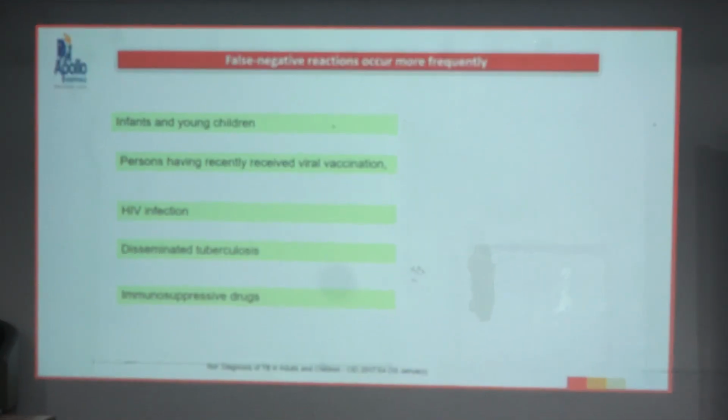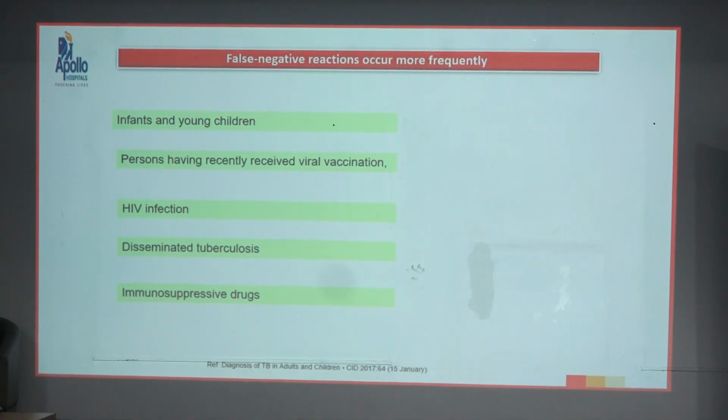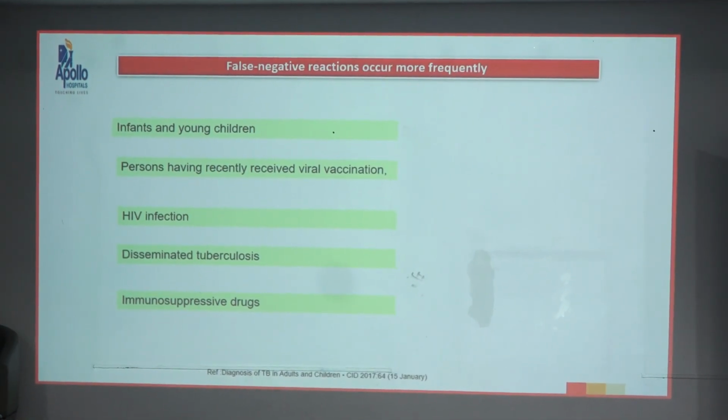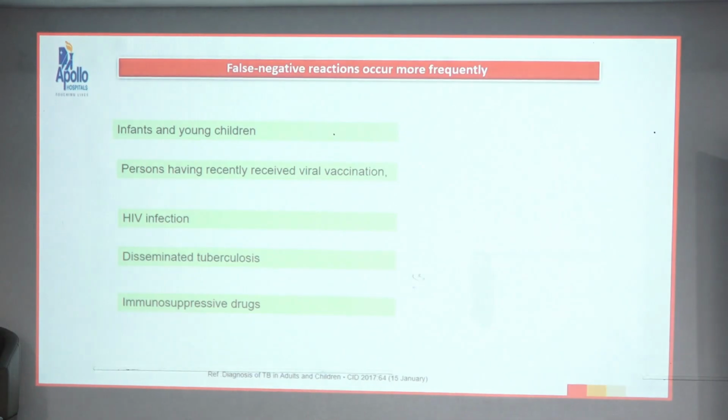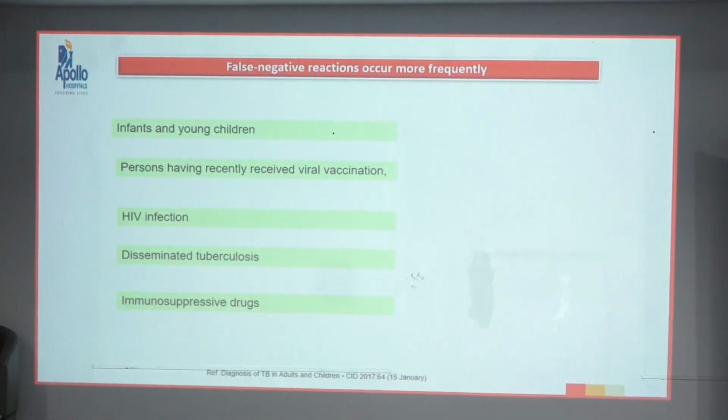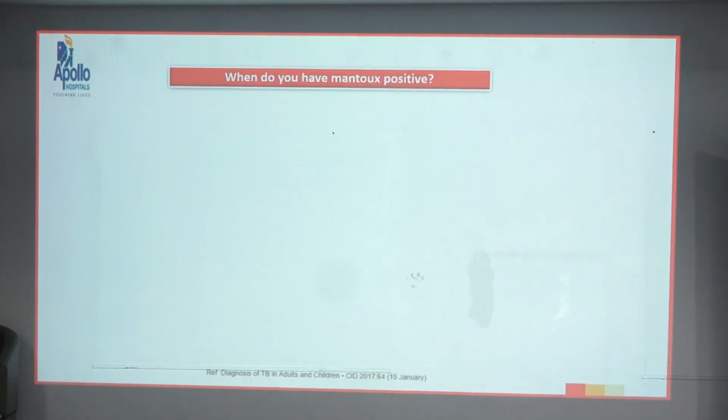Now, false negative reactions also should be kept in mind. For infants and young children, we can get a false negative. Also in persons who recently had a viral infection, HIV infection, disseminated tuberculosis, and those on immunosuppressive drugs.